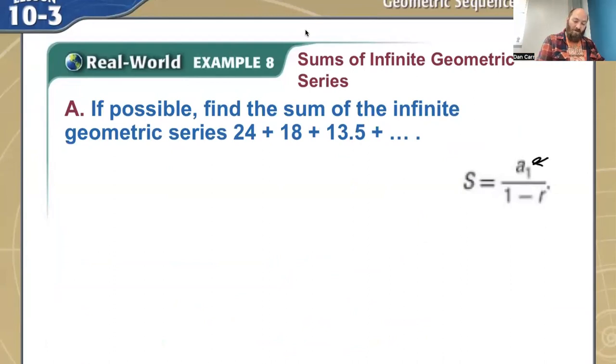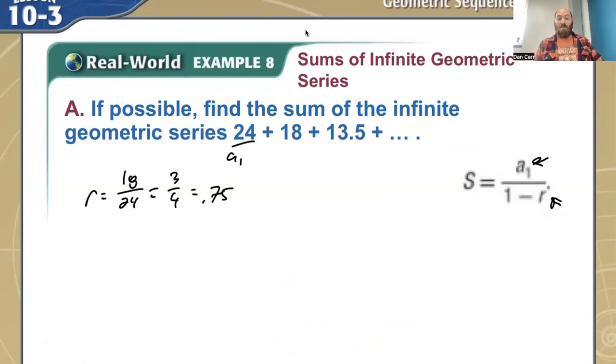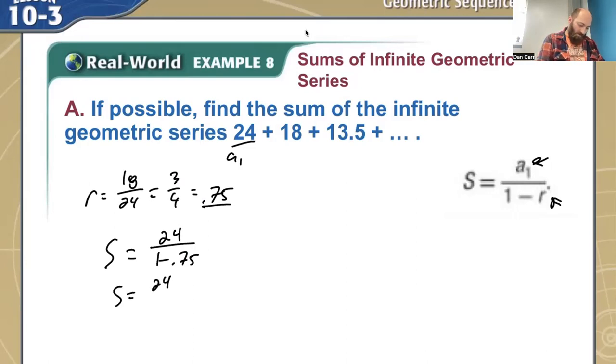So again, all we need are two pieces of information. We got a sub 1 and r. We have a sub 1 is 24. R I'm going to get from taking 18 divided by 24, which is the same as, let's see, divided by 6 is 3/4, or 0.75. All right. Since this ratio is less than 1, I can go ahead and plug this in the formula. So that's going to be a sub 1, which is 24, divided by 1 minus 0.75. Okay, so that is going to be 24 divided by 0.25, which is going to come out as 96.